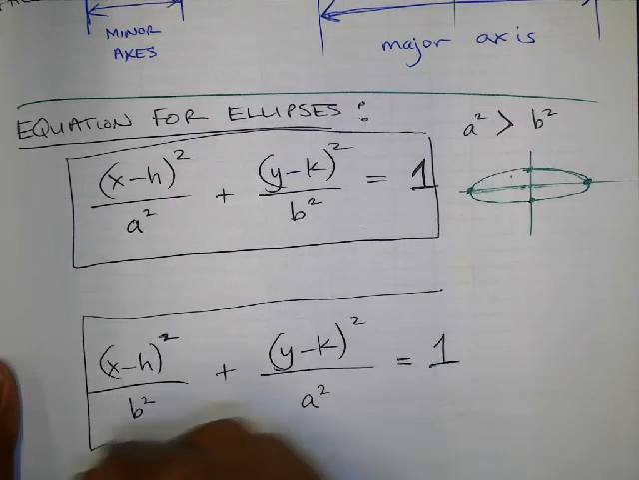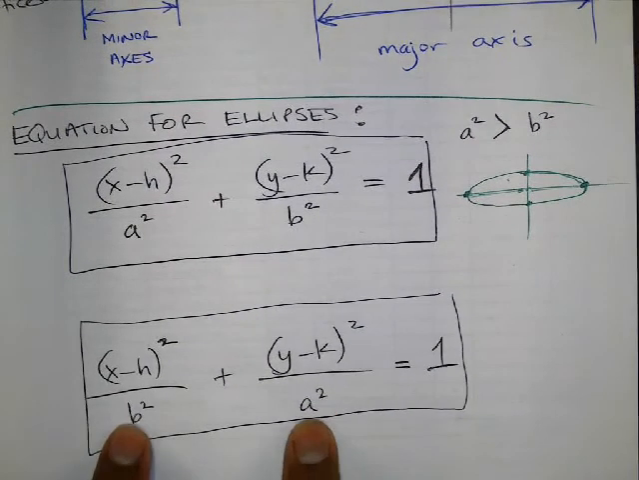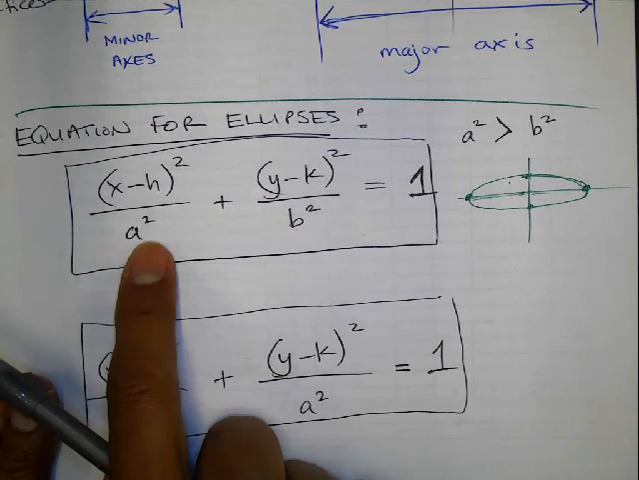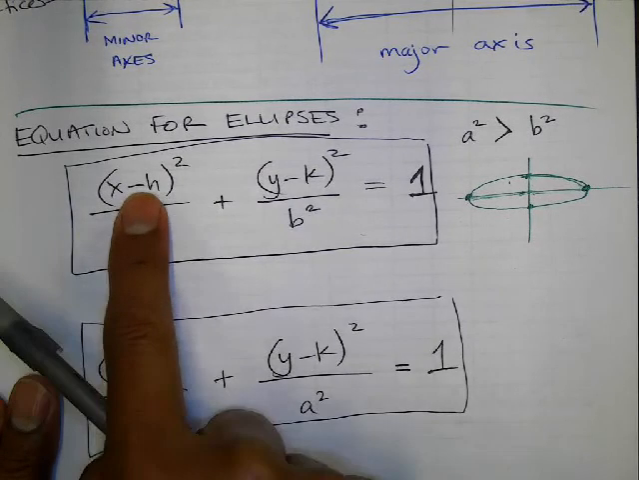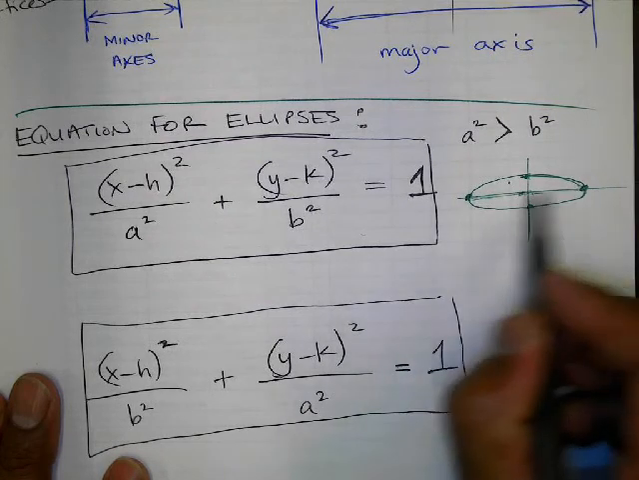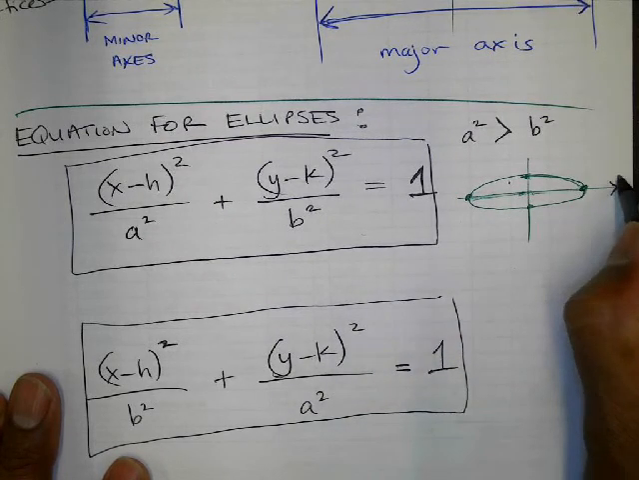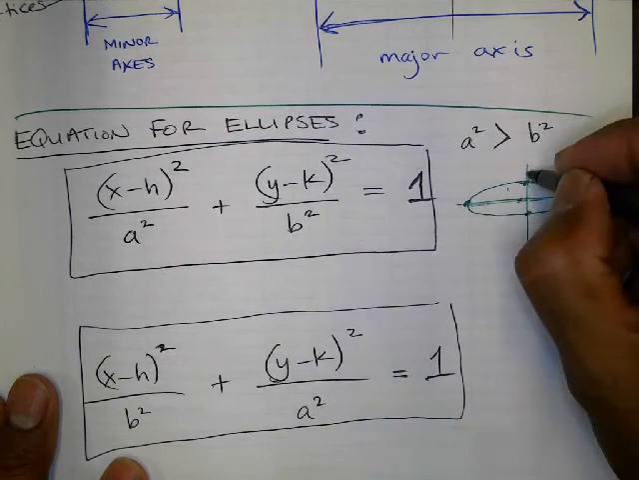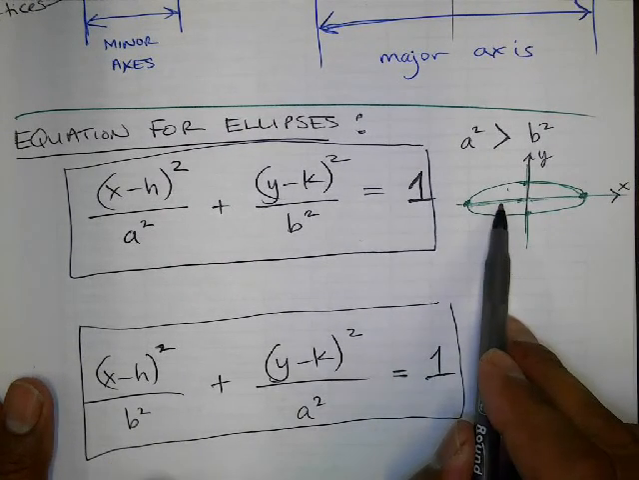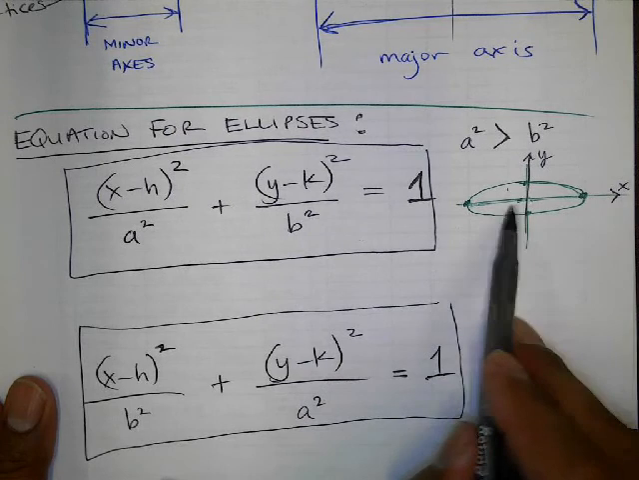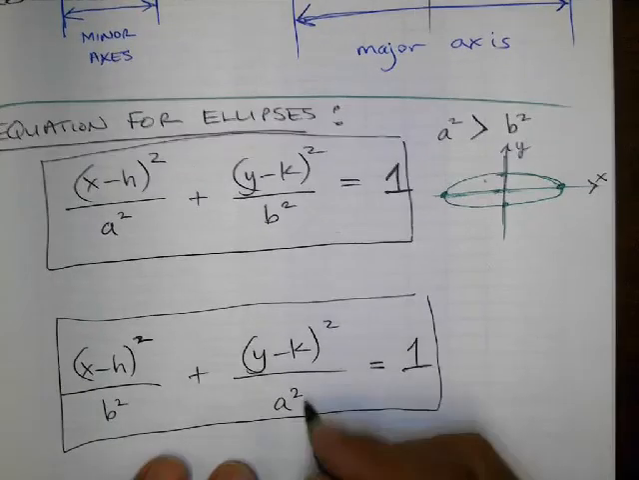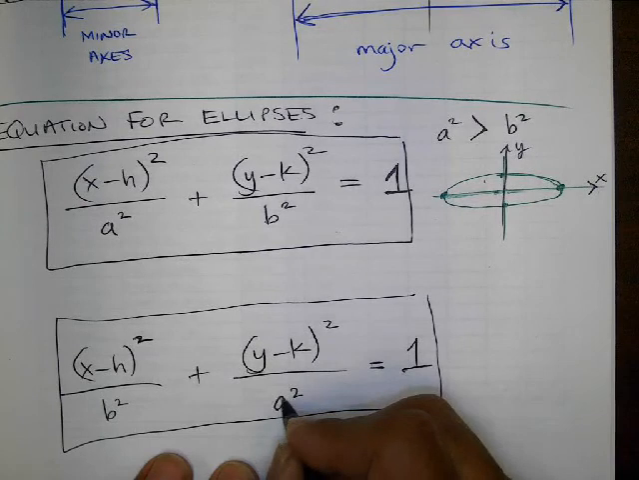And in this scenario over here, it's not a different equation. All you've got to do is see which number is bigger. When the bigger number, whatever this a squared number is, is under the x, that means it's going to be longer horizontally, right? Because x is horizontal and y is vertical. So if the x is longer, that means it's an ellipse that's longer this way. The major axis is horizontal.